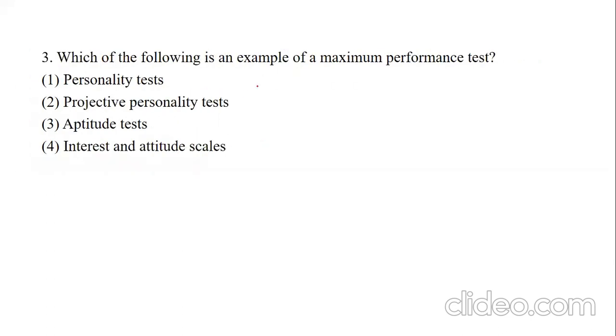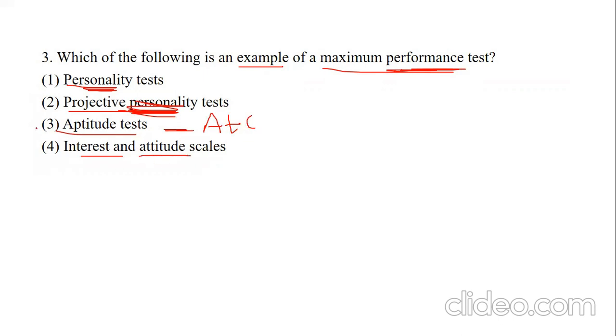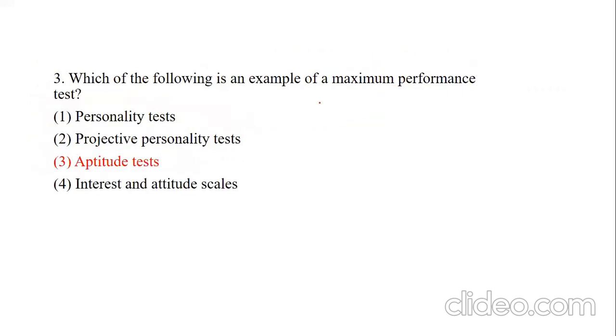The next one is, which of the following is an example of maximum performance test? Maximum, where you get a maximum amount of performance. Personality will focus only on that. Projective for personality will also focus only on that particular part. Aptitude test, you can go with aptitude as well as the capability. Interest and attitude will focus only on that. So option 3, that is aptitude test, will give you the maximum performance test. Option number 3 is the right answer for this question.